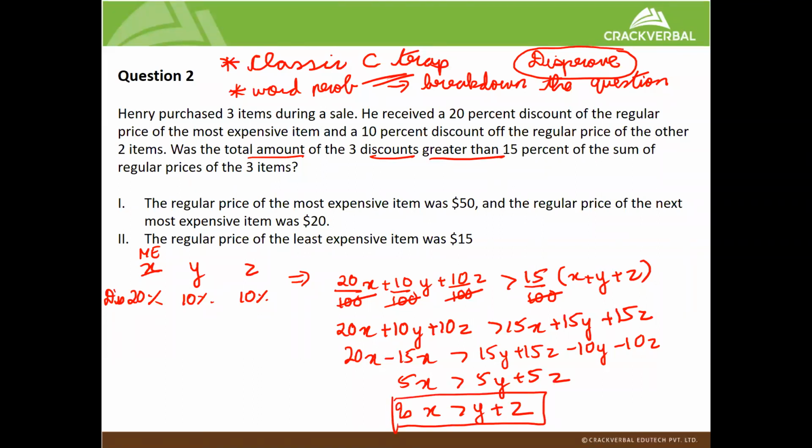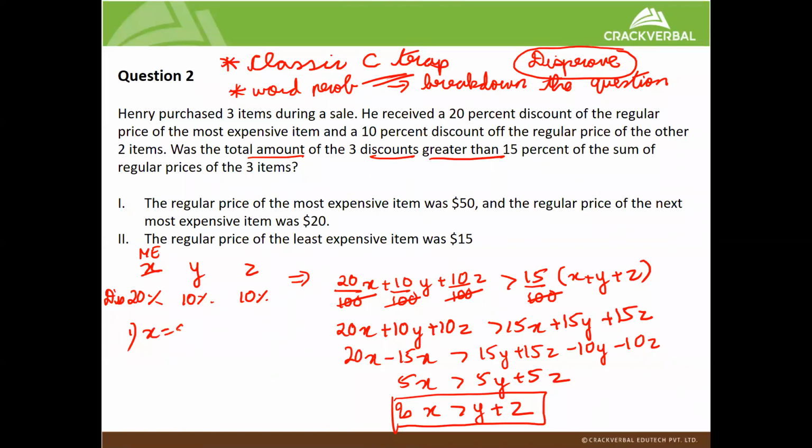So the question is just asking me, is the regular price of the most expensive item greater than the sum of the regular prices of the next 2 items, right? I've broken down this entire percentage question to just a data sufficiency in terms of X, Y, and Z. Now I'm going to look at the statements. The first statement says that the regular price of the most expensive item was $50.